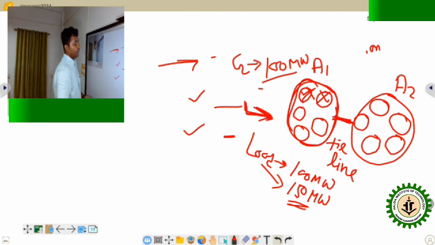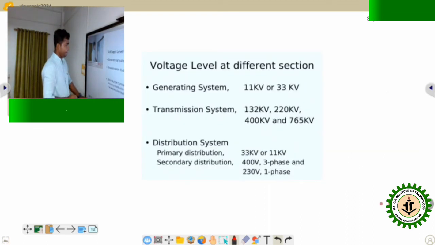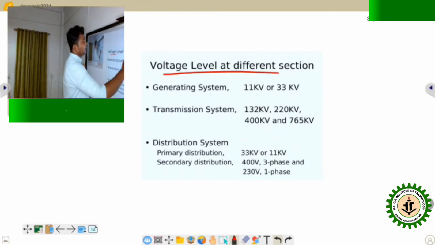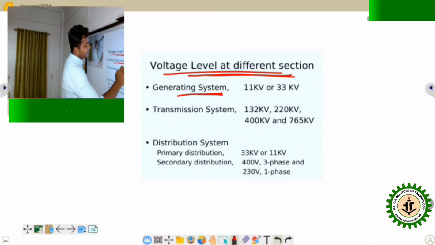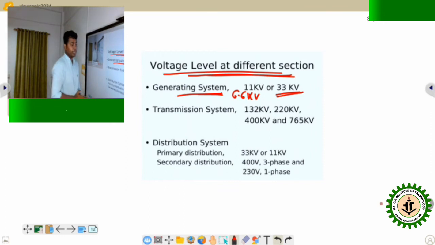Next, the voltage level. I have already told you there are different levels of voltage for generation, transmission and distribution. So generating voltage is from 6.6 kV to a maximum of 33 kV. This is the maximum range of generating voltage. Next, the transmission system. In the transmission system, the voltage levels are 132 kV, 220 kV, 400 kV and 765 kV. This is the maximum range in our India.